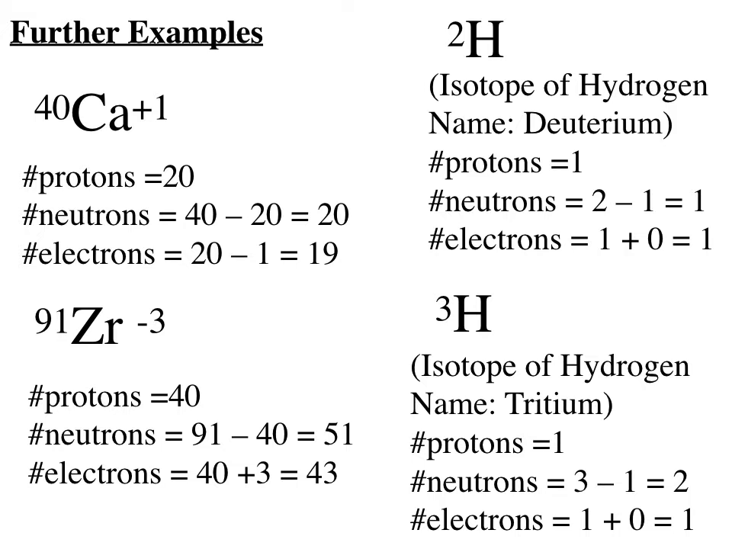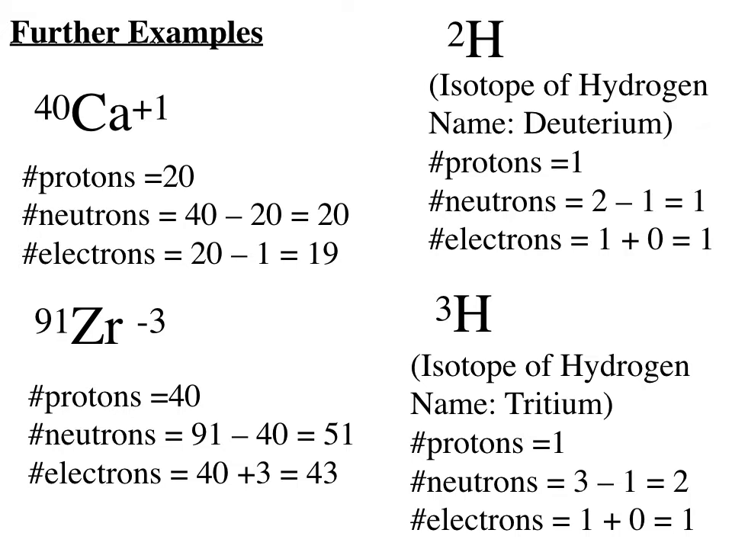Now, maybe your inclination would be to say, well, if it's +1, then maybe it shouldn't have 20 protons. Maybe it should have 21 protons. That's not the way you should think of this. All isotopes of calcium must have 20 protons. If they don't, they are not calcium. They're actually the next element over, which I believe is germanium on the table. So that's not what this represents here at all.